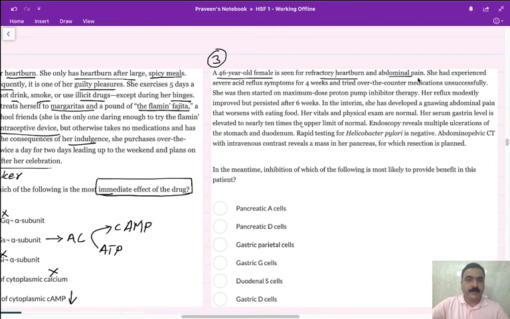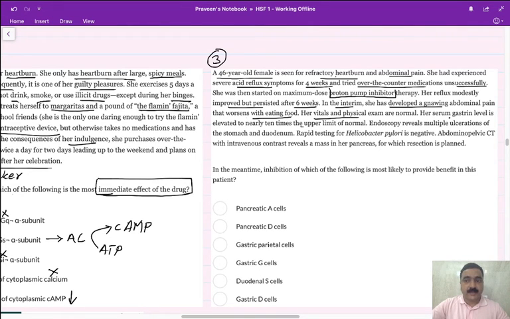She had experienced severe acid reflux symptoms for 4 weeks and tried over-the-counter medications unsuccessfully. She was then started on maximum dose of proton pump inhibitor therapy. Her reflux modestly improved but persisted after 6 weeks. In the interim she has developed gnawing abdominal pain that worsens with eating food. Her vitals and physicals are normal.